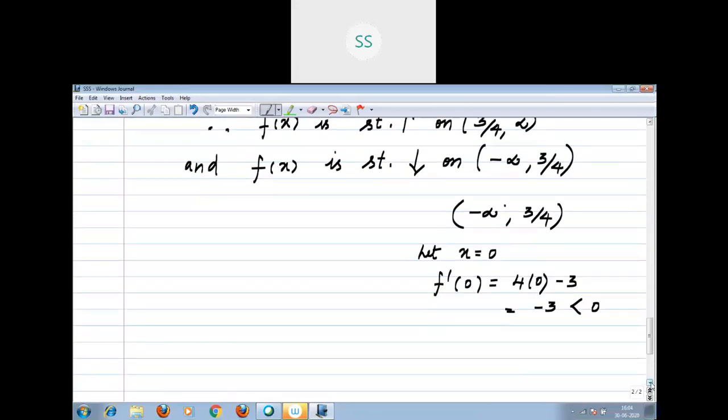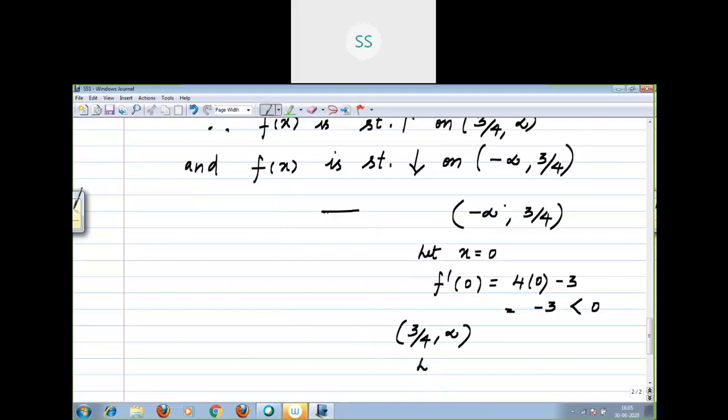The intervals are minus infinity to 3 by 4 and 3 by 4 to infinity. This is for your understanding purpose. There is no necessity to write it in your exam paper, right? Up to this you have to write. That is enough.